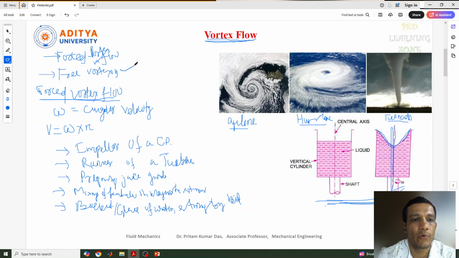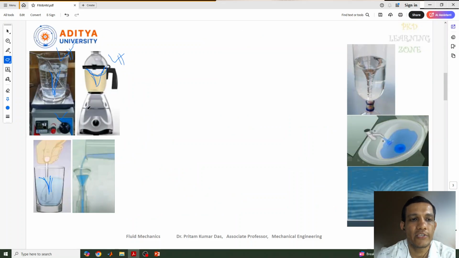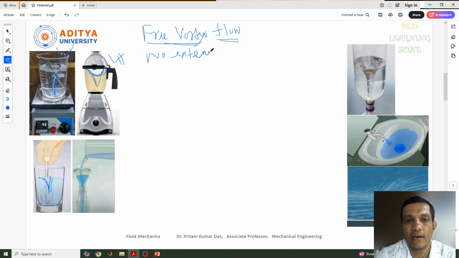Now we'll see about the free vortex flow. This is also a similar kind, but slightly different from the forced vortex flow, because in forced vortex flow we required some kind of external torque, as I told. Now in the free vortex flow, let me write, there is no external torque required to rotate the fluid mass. This is one concept.